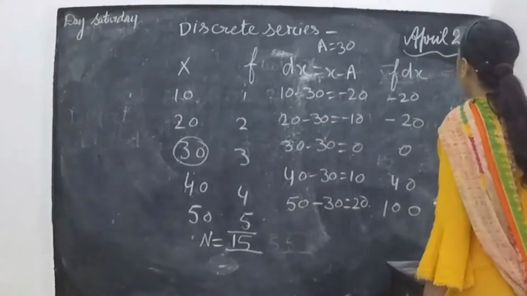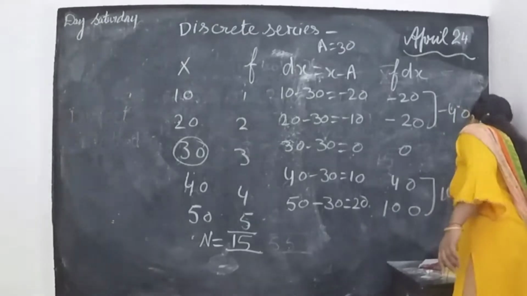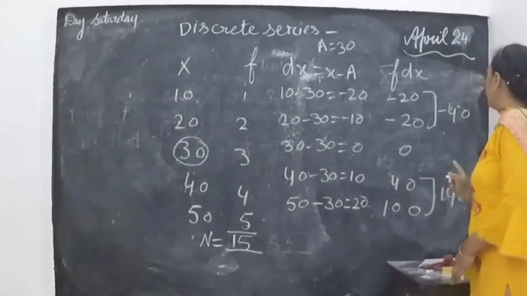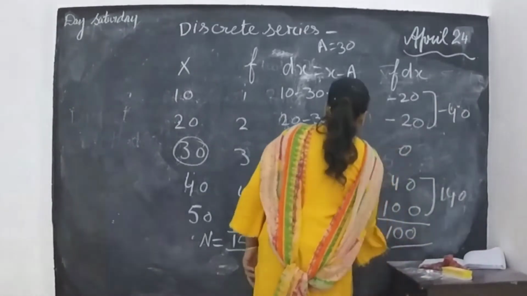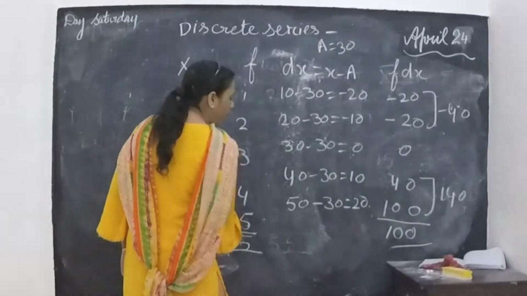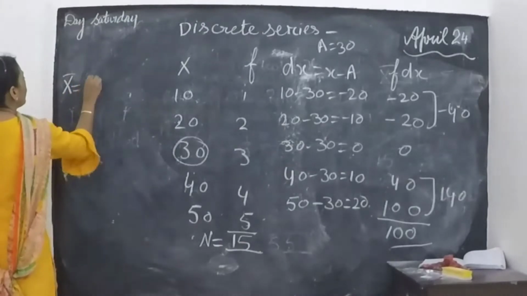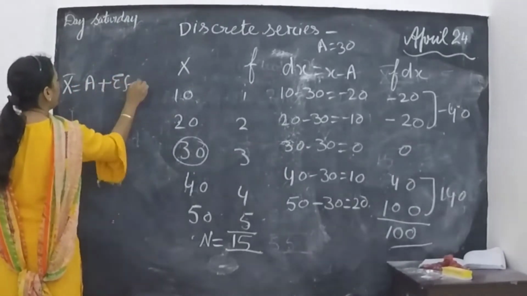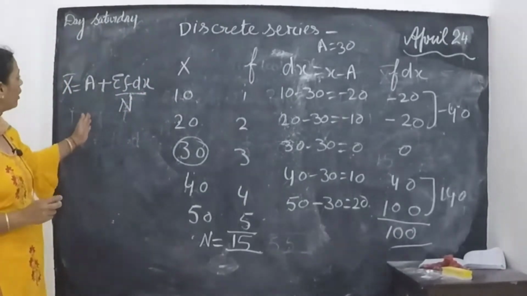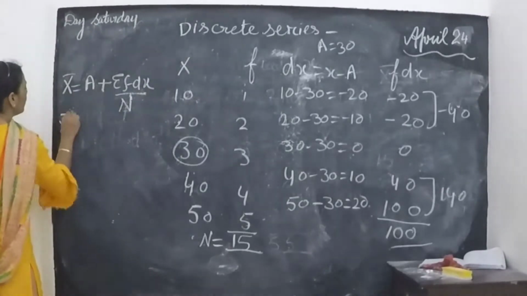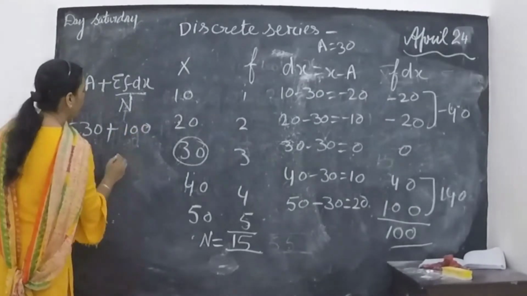Okay. Now add up these values. There is minus 40 and here is 140. You will subtract 40 from 140 and you will get the answer 100. And here again the value of n is 15. Now apply the formula. Our formula was x bar is equal to a plus summation f dx by n. Now put these values into this formula. Here a is 30, f dx is 100 and n is 15.